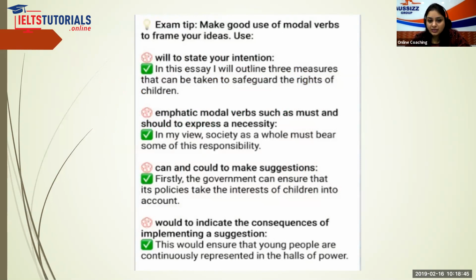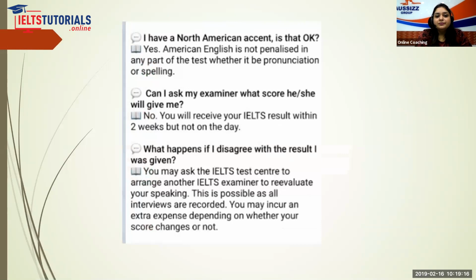Can and could to make suggestions. Would to indicate the consequence of implementing a suggestion: This would ensure that young people are continuously representing the halls of power. Okay, so these are the modal verbs. Understand the various ways of utilizing them. Please, students, do go read the modal verbs also, because it is everything for the imagination, because it makes your imagination power so strong, because it is completely a probable part. Okay, next.